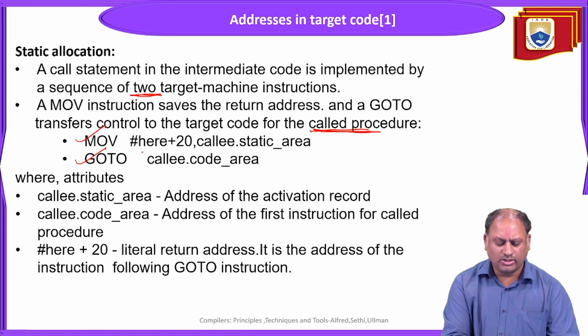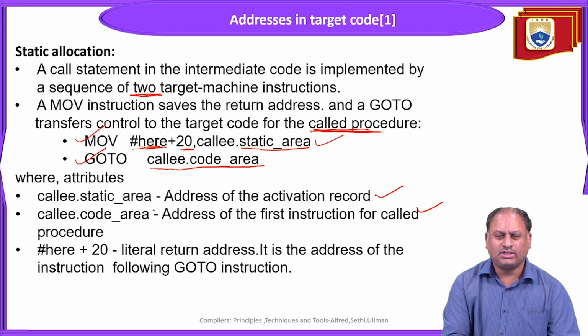So here in move, we are going to use the return address with the help of this hash. Hash here means the code that is to be available plus 20. So this is the callee static underscore area, where this address is to be available. And then by using this statement go to callee dot code underscore area, we are going to invoke this, that is transferring the control to another procedure, the called procedure. So here, the address of the activation record is available with the callee dot static underscore area, and callee dot code underscore area is the first instruction of the called procedure.